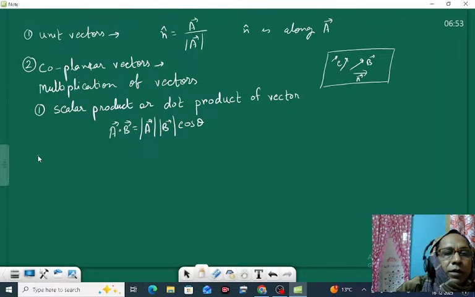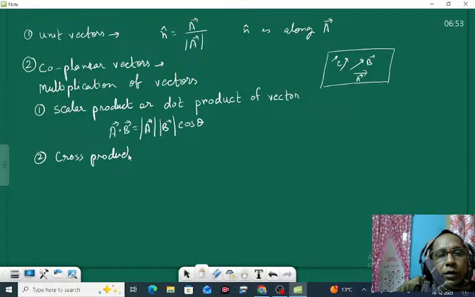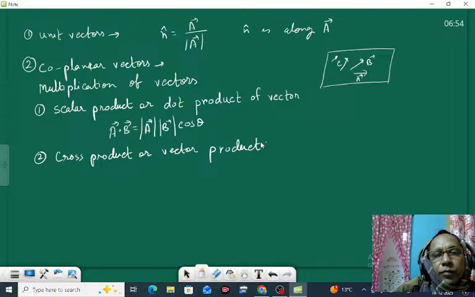There is another one, that is the cross product or vector product. Here you can say that in scalar product or dot product you can find the value of the angle between A and B vector, right? If A and B are given, you can find the angle between them, with modulus of A, modulus of B into cos theta.